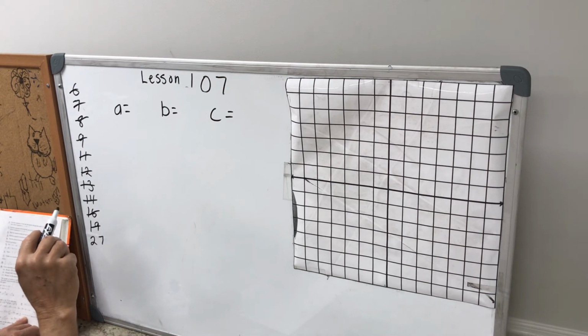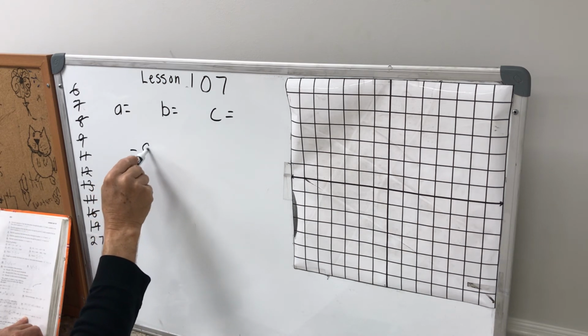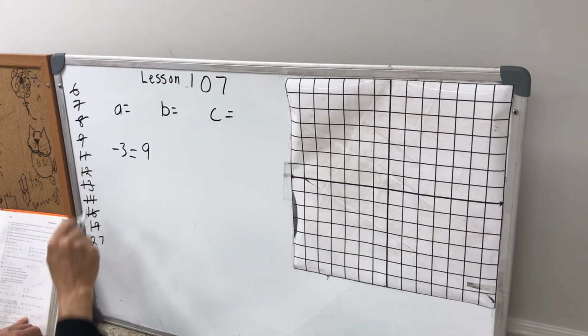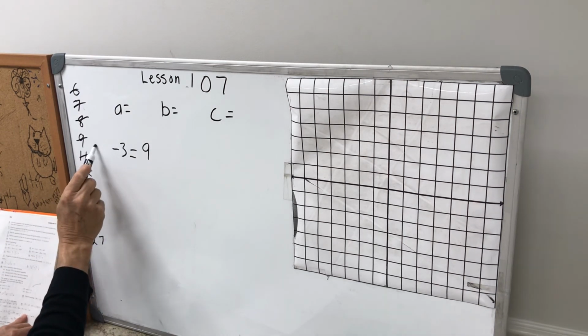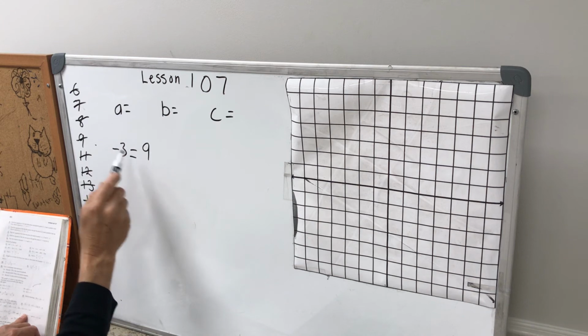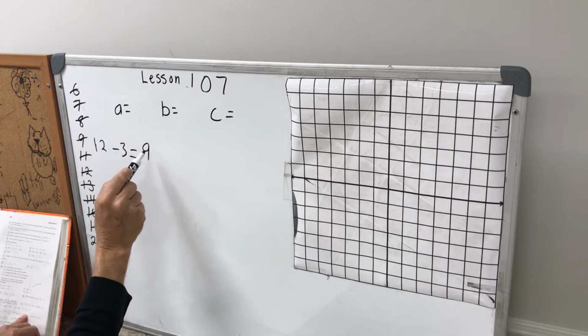Okay, A. If you notice on A here, it says that all of that on the left side equals 9. And right on this side, we have a negative 3. So wouldn't you agree that this number minus 3 should equal 9? What should that number be? 12. 12 minus 3 equals 9.